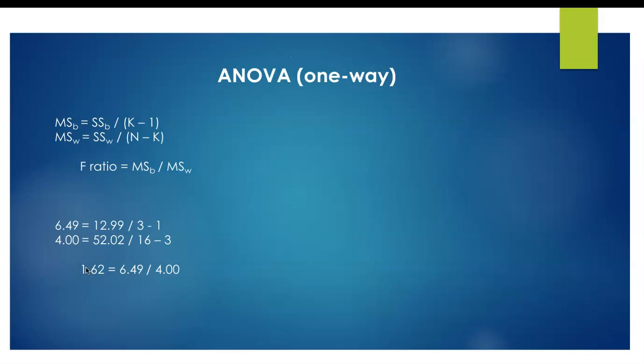Now we calculate the mean squares. To do this, we divide the sum of squares of the between by k minus 1, and we divide the sum of squares of the within by n minus k. Then divide the mean squares between by the mean squares within. This is our F ratio of 1.62. Now let's compare it to the table.